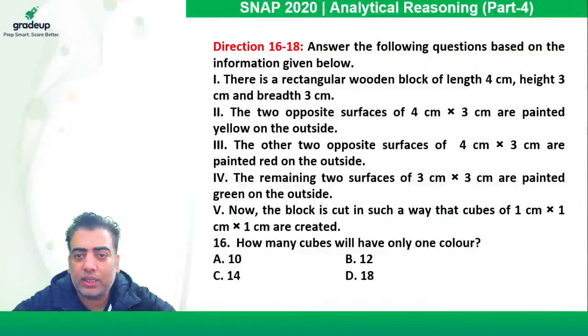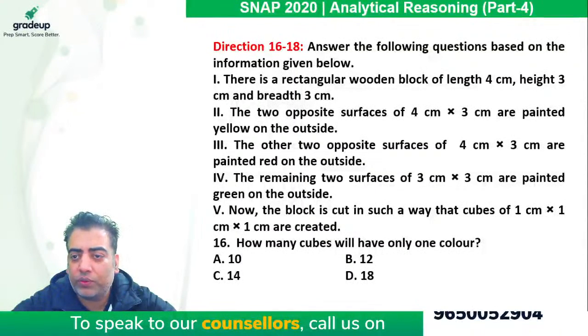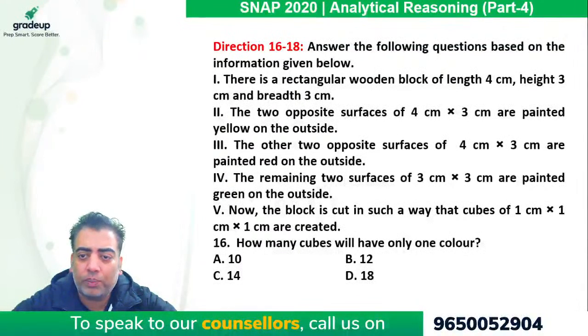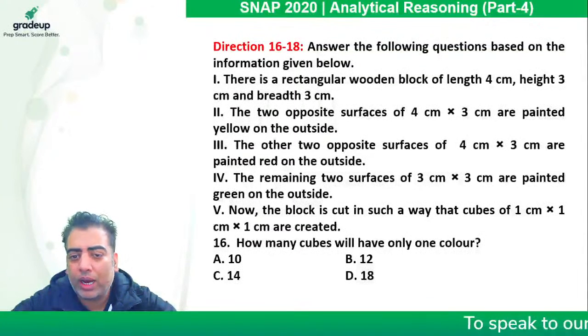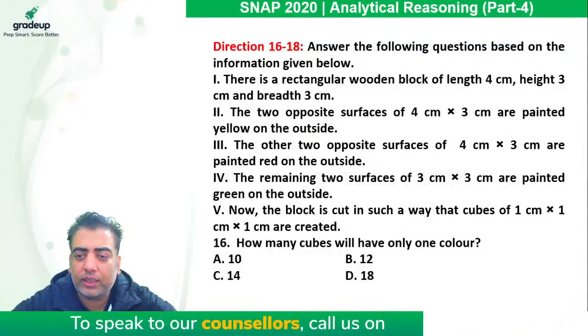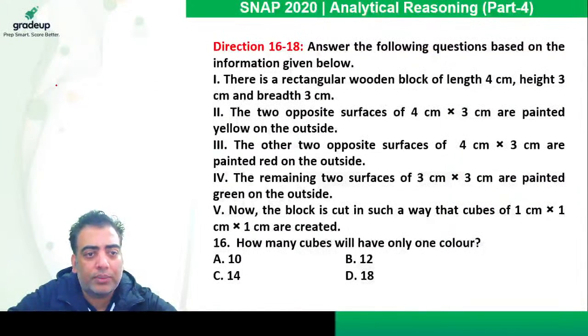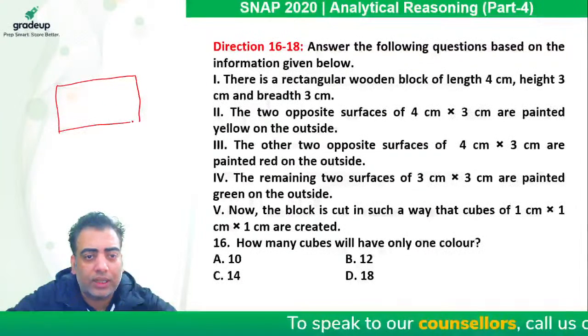Here it says there is a rectangular wooden block of length 4, height 3 and breadth 3. The opposite surfaces of 4 by 3 are painted yellow on the outside. The other two opposite surfaces are painted red on the outside. The remaining two surfaces are painted green on the outside. Now the block is cut in such a way that cubes of 1 by 1 by 1 are created. So how many cubes will have only one color? Let me draw this again here. Yesterday also we did a similar caselet.